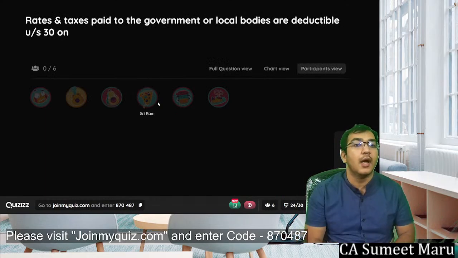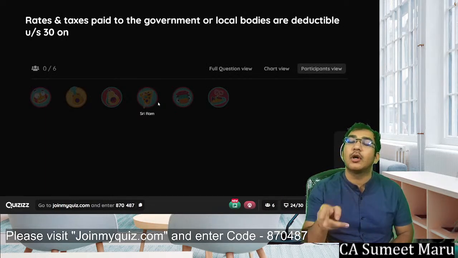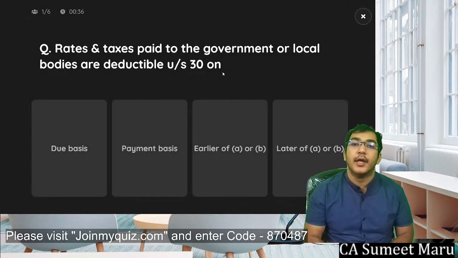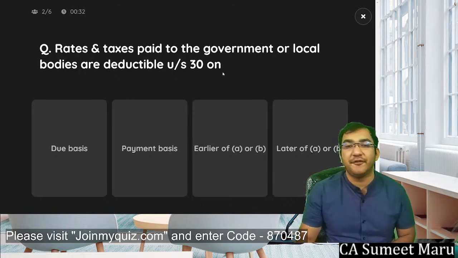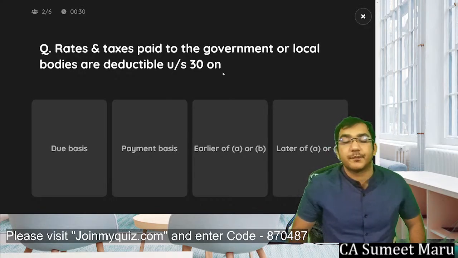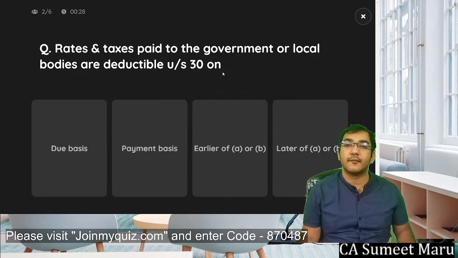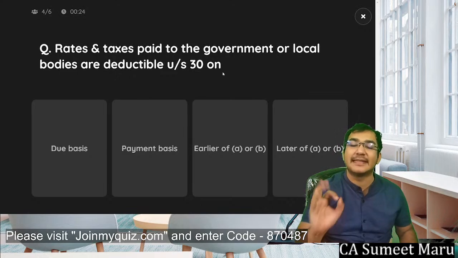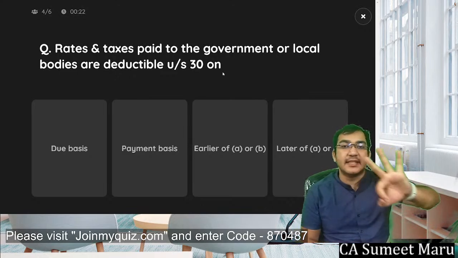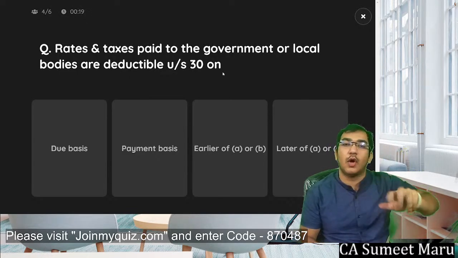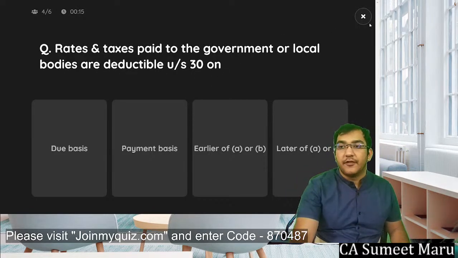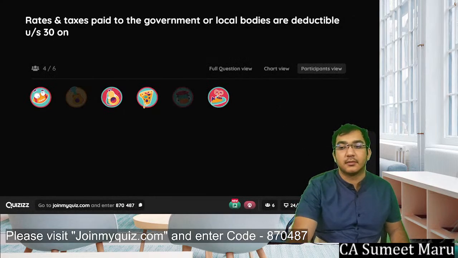Rates and taxes paid to government or local bodies are deductible under section 30 on due basis, payment basis, earlier, or later of the two. Section, remember, 43B. Rates and taxes are allowed only and only on payment basis. There were 6 things: 3 of employer, 2 of government, and 2 of what do we say, of banks. If you remember, section 43B.